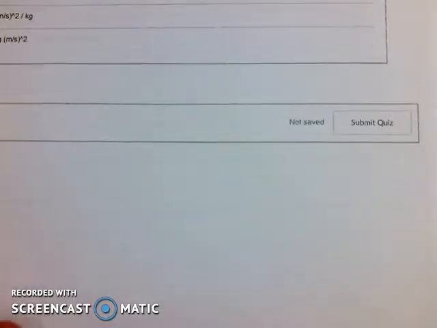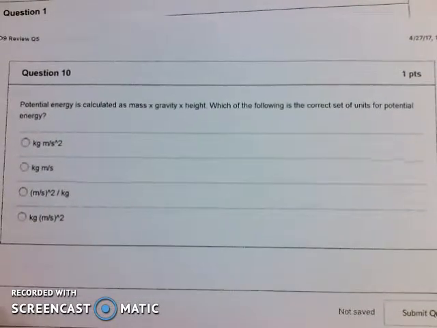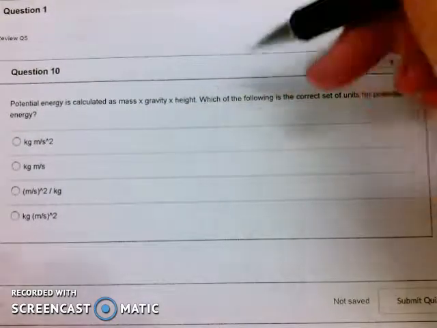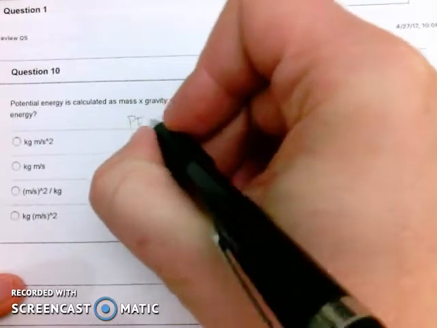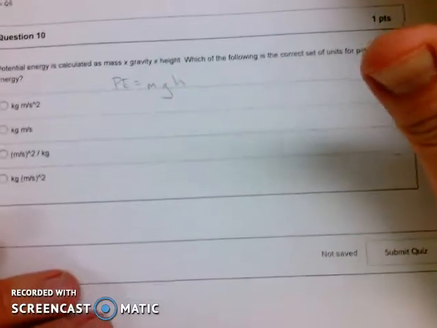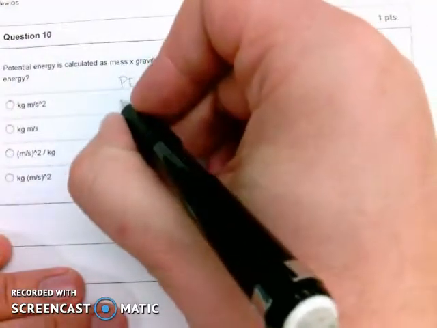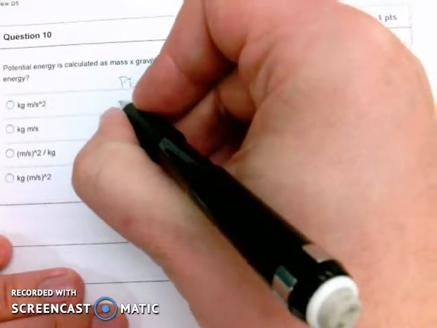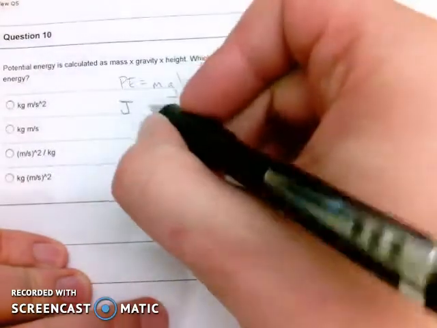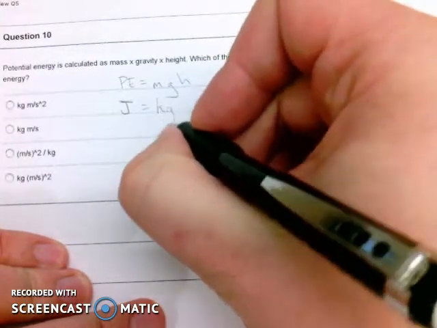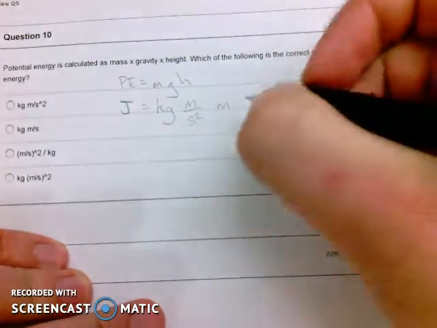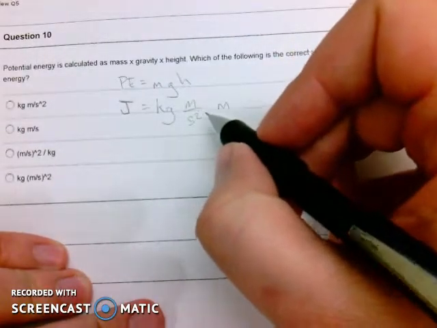Moving on. Okay, last question on this one. Question number 10. Potential energy is calculated as mass times gravity times height, right? PE equals mgh. Which of the following is the correct set of units for potential energy? Well, if you don't know this already, potential energy is measured in joules, okay? Potential energy, kinetic energy, mechanical energy, they're all measured in joules. So is work. All right, but if you're not sure, kilograms for mass, meters per second squared for gravity, and meters for height. So it's a kilogram meters squared per second squared.